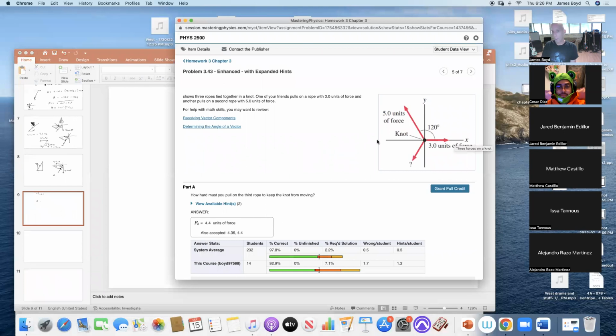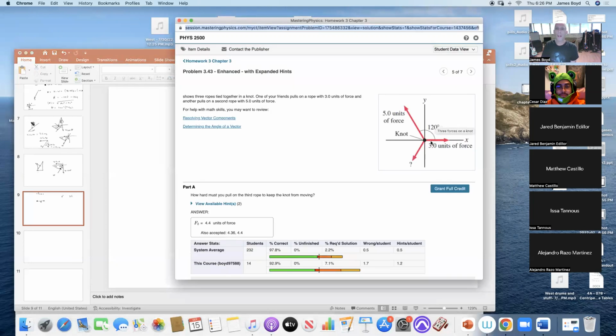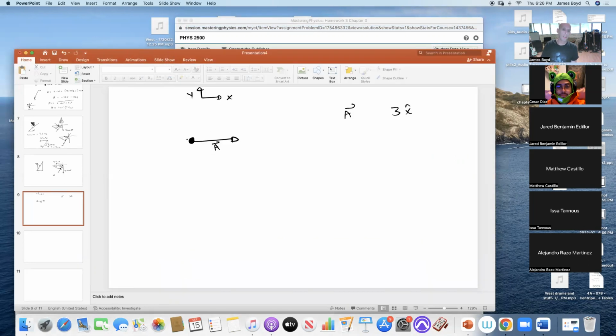Now, we know that this one is in the x direction. So I'm going to call this vector A. A is 3 x-hat. And if you just look at it, it's there. Vector B is 5 at 120 degrees. Okay, let me just draw it as a ghost. And this is 120. So Bx is B cosine of the angle, and By is B sine of the angle. Further, we know it's 5 and 120.